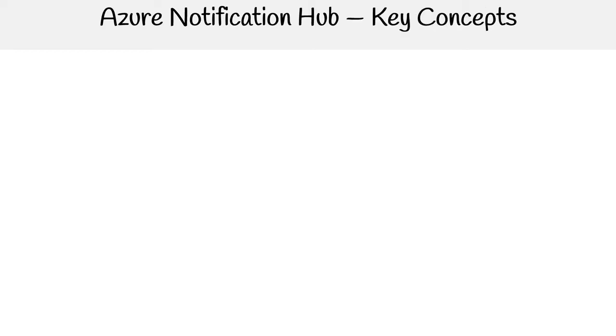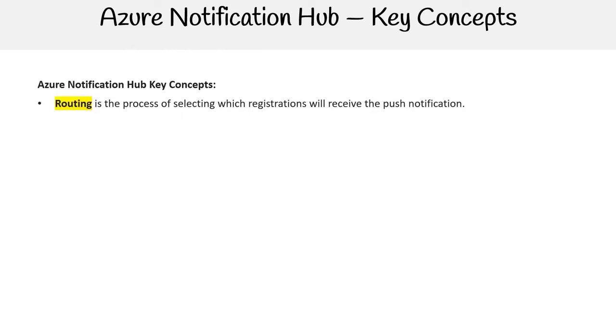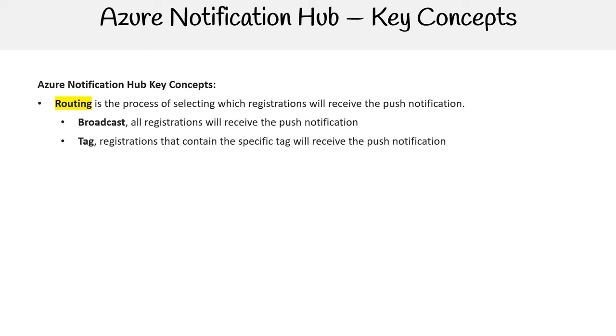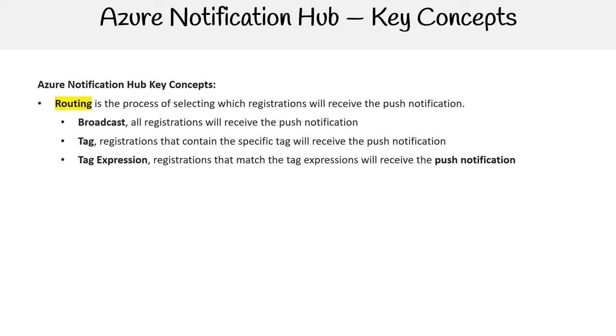All right, let's take a look at some key concepts or components that are in Azure Notification Hub to just kind of cement what we learned about the message flow and just the service in general. So Azure Notification Hub has these key concepts. So we have routing. This is the process of selecting which registrations will receive the push notifications. We have the idea of broadcast. All registrations will receive the push notification. A tag, registrations that contain the specific tag will receive that push notification. A great way to narrow down who you want to notify. There are tag expressions, so registrations that match the tag expression will receive a push notification. So that is an even further way of narrowing down who we want to receive a push notification.